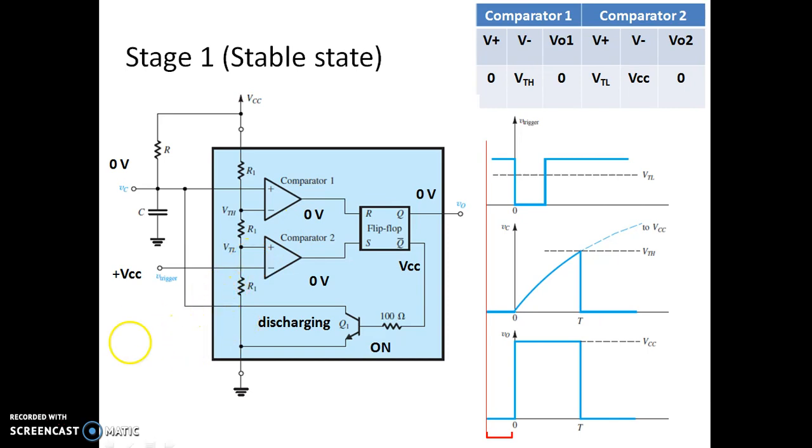Coming to this, here VTL is at 1/3 of VCC, whereas this is at VCC. So again now V plus is less than V minus. The output is again 0, since V minus is greater than V plus. So when V minus is greater than V plus, we know that output is 0. So if it is 0, 0, let us see in the next video what happens.